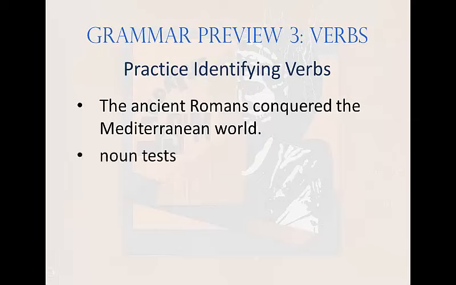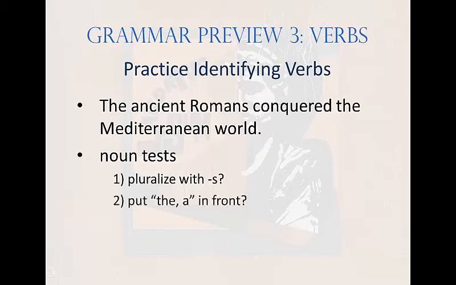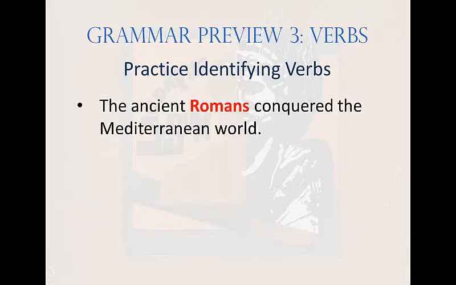So what are the nouns in this sentence? Which words are plural or can be pluralized with s? Do any of them have, or can they have, the or a in front of them? Can any of them be replaced with a pronoun like they or it? Those are the tests for nouns we outlined in the first grammar preview. Which words in this sentence pass any or all of those tests? What's the first noun here? Good. Romans. It's plural. It's got the in front of it, and you could use they instead.